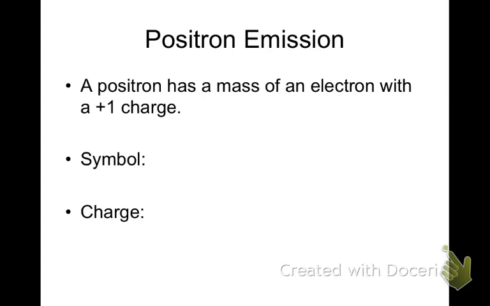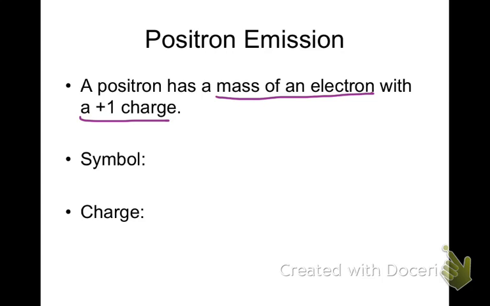So, positron emission, what is it? A positron is something with the mass of an electron with a +1 charge. So it's like an electron in the sense that it has the same mass, but it's opposite of an electron in the sense that it has a +1 charge as opposed to a -1 charge. So that's what it is.